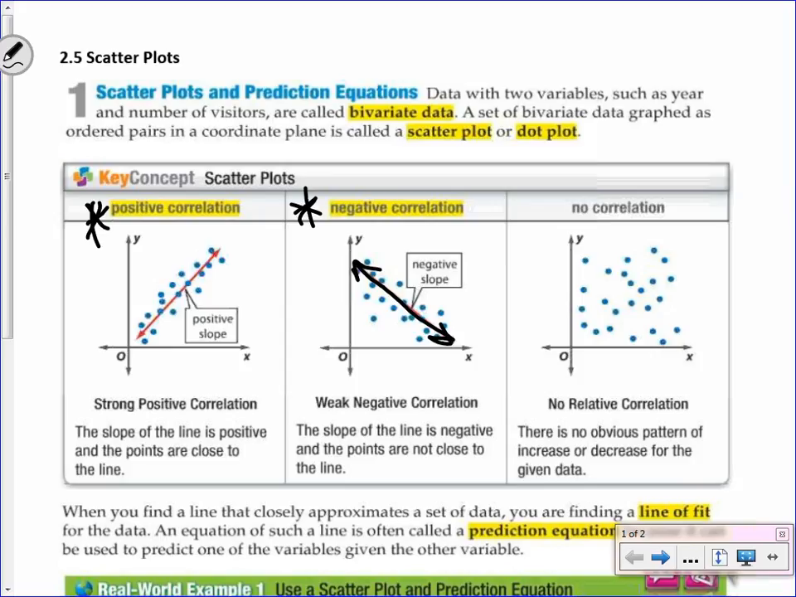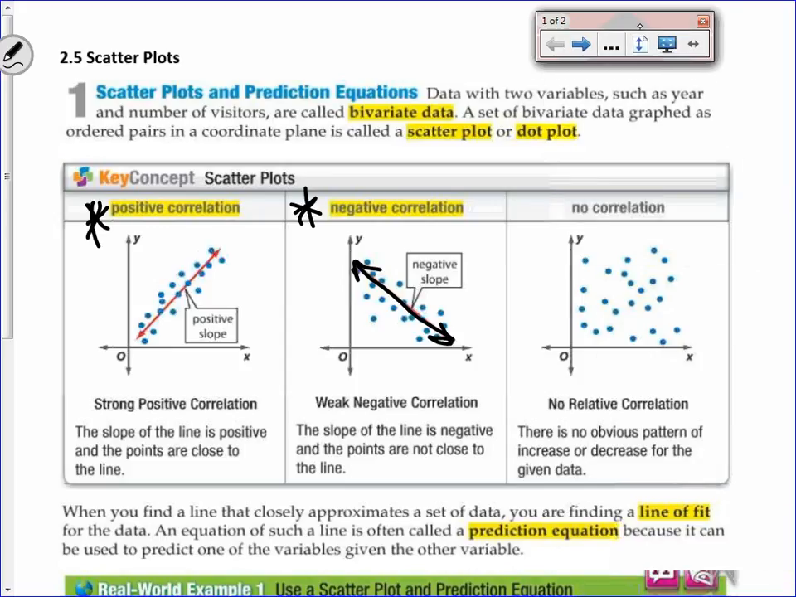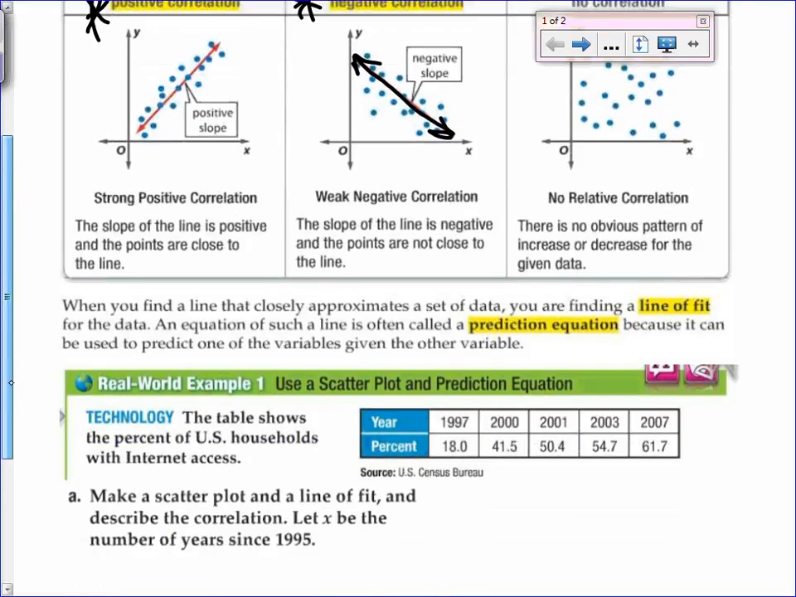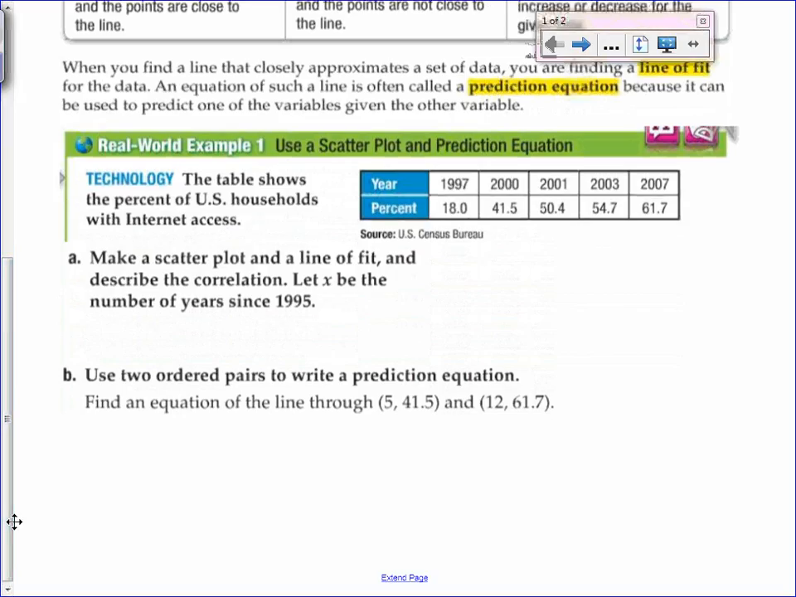When you find a line that closely approximates a set of data, you are finding a line of fit for the data. An equation of such a line is often called a prediction equation, because it can be used to predict one of the variables given the other variable. We're going to look at prediction equations today. That's the main point of this lesson. Plotting ordered pairs, you should be very familiar with that, so we're worried a little more about the prediction equation.